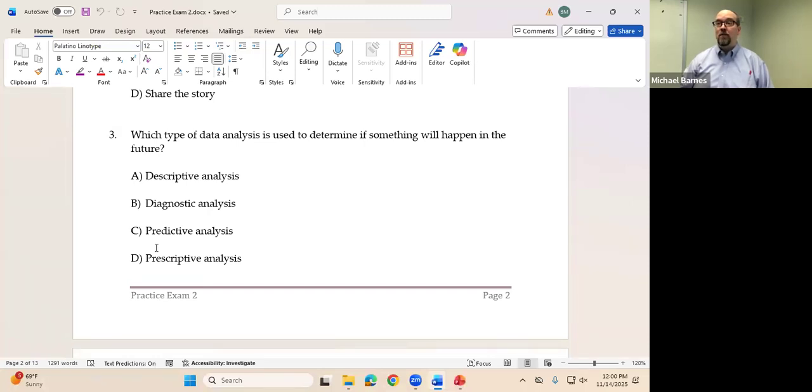Diagnostic, why did something happen? Predictive, what will happen? Prescriptive, based on what we think will happen, what should we do? That's what you need to know because they'll make these questions very easy. So this is going to be one example of a type of question I ask. This is an easy one. What will happen in the future? That's a predictive analysis.